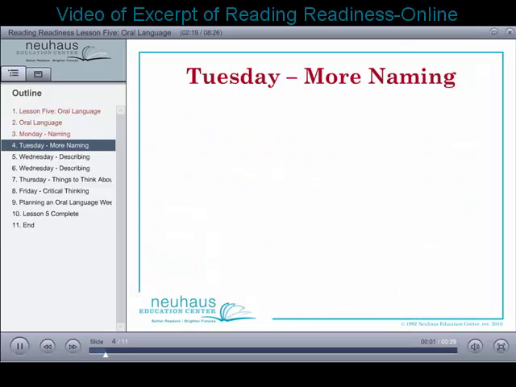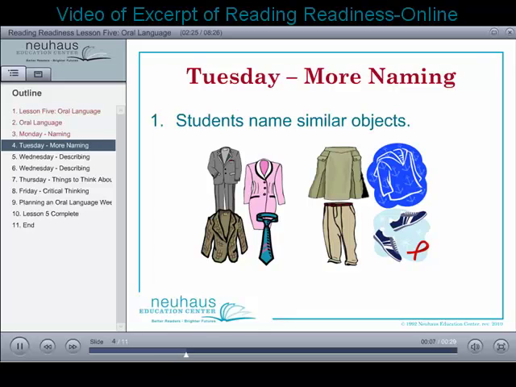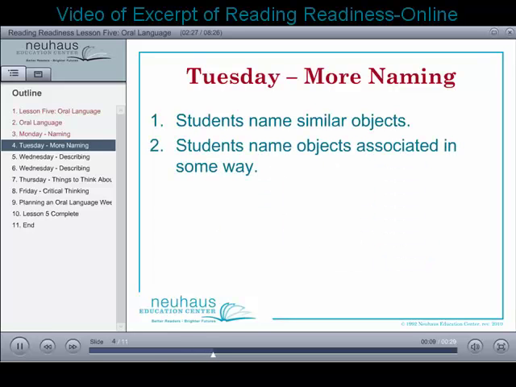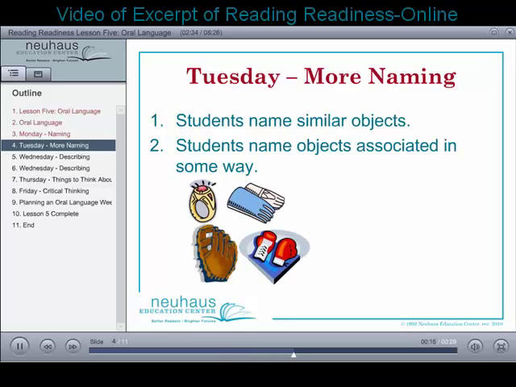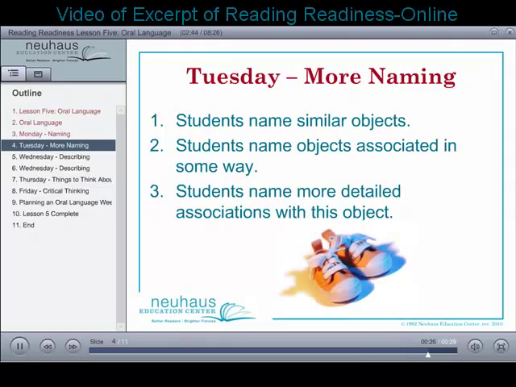On Tuesday, students name other objects related to the topic, such as work clothes, school clothes, and so on. Students name other objects associated in some way with the original topic. Name things you wear on your hands or kinds of shoes. Students name more detailed associations with a particular object. For example, they may name all the parts of a shoe.